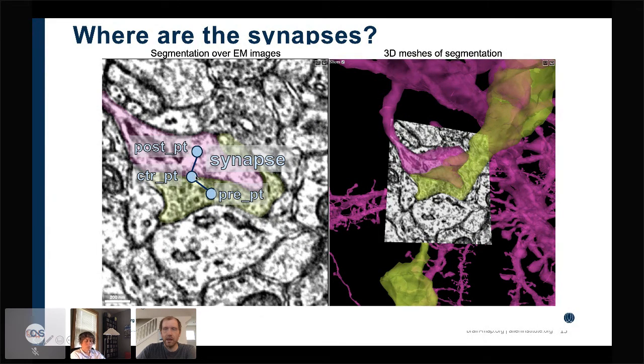The center point is located at the centroid of the synapse detection and is most useful for localizing exactly where the synapse is, but isn't clearly on either the pre or postsynaptic side. So here's a kind of 2D view of an individual synapse. You can see that 2D view is reproduced here in 3D, showing this axon synapsing onto this spine.